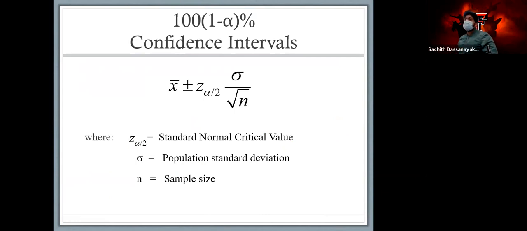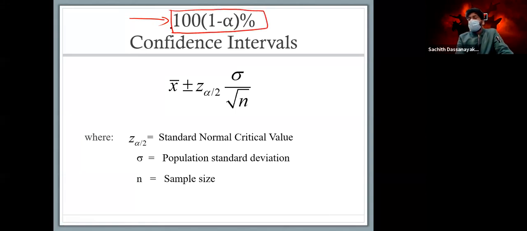Okay, 95%. Right now, we are not dealing with 95%, we are dealing with any percent confidence interval. That one we denote as 100(1 minus alpha) percent. This is how we denote it. Okay, any percent confidence interval, 100(1 minus alpha) percent.